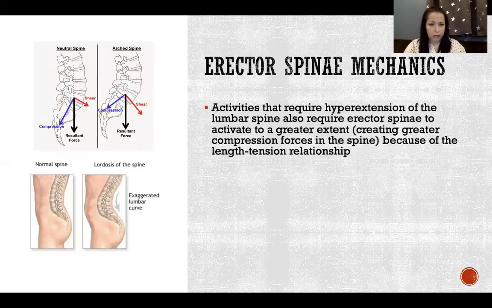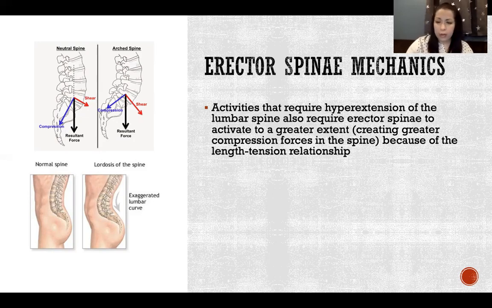So the flip side of that, activities that require hyperextension, so the opposite extreme of range of motion, also require erector spinae to activate to a greater extent, which again causes greater compression forces in the spine. So the more erector spinae contracts, the more compression force we have in the spine. And in the case of hyperextension, it's because of the length tension relationship. So when we're in hyperextension, or this could also mean somebody who has hyperlordosis of the lumbar spine, so they have an exaggerated lordotic curve.